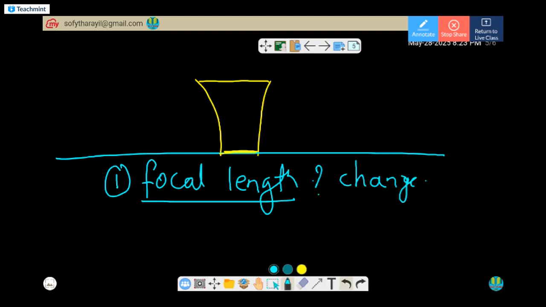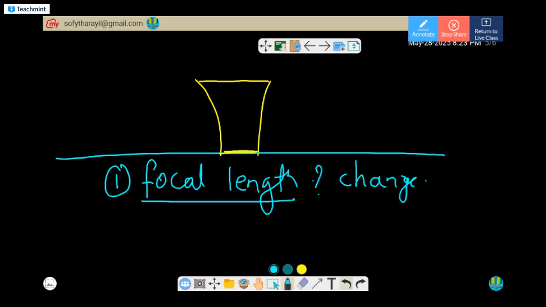Yes. Ansh, what do you think? Focal length, will it change if I cover half the part? Like I just have the top portion of the lens right now. Will it affect the focal length? Okay. No. Okay. Michelle, what do you think? No. Okay. No, ma'am.